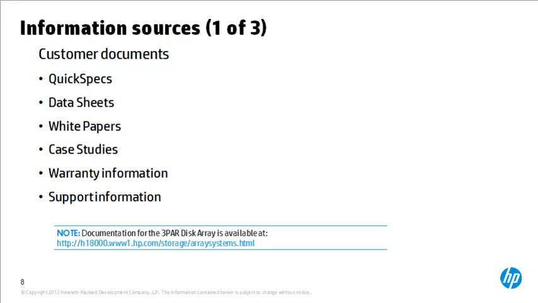There are various locations where we can get additional information around the 3-PAR environment. There are publicly available documents as well as internal-only documents. Customers do have access to the documentation located off of hp.com. There are individual quick specs for each 3-PAR array. There are data sheets as well. There are many white papers related to solutions with the 3-PAR array, as well as case studies. And of course, there's warranty and support information as well.